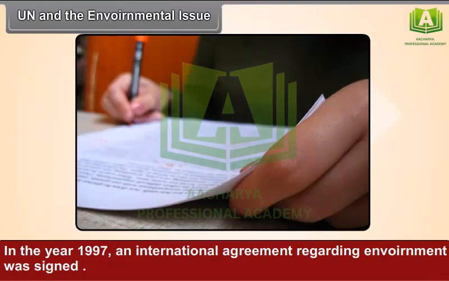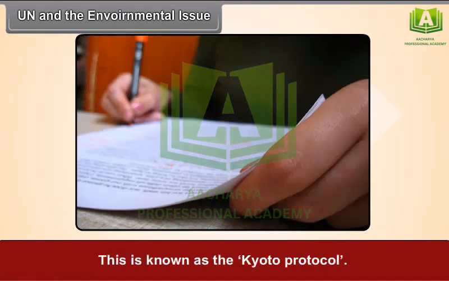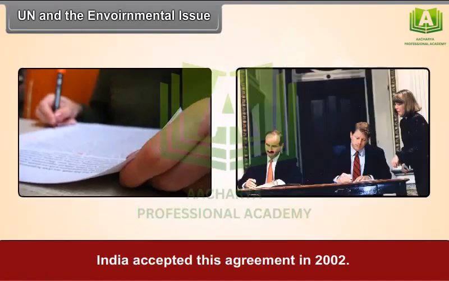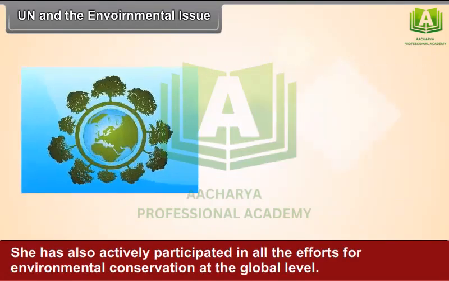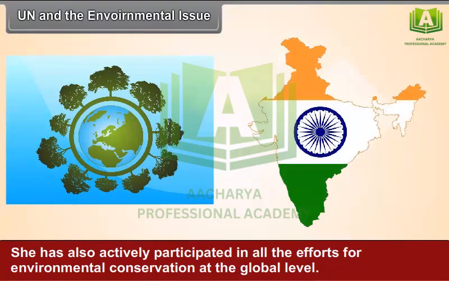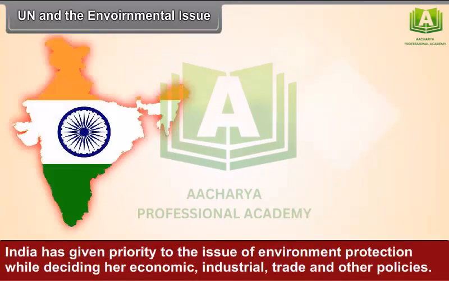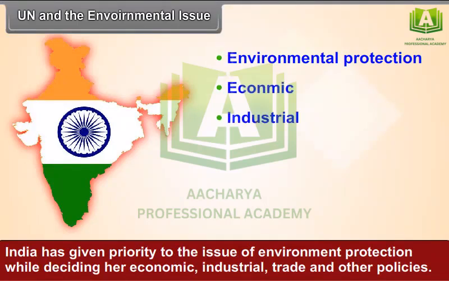In the year 1997, an international agreement regarding environment was signed. This is known as the Kyoto Protocol. India accepted this agreement in 2002. She has also actively participated in all the efforts for environmental conservation at the global level. India has given priority to the issue of environmental protection while deciding her economic, industrial, trade and other policies.